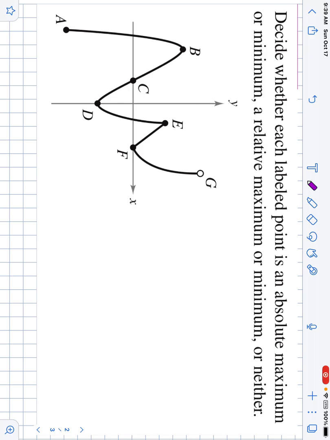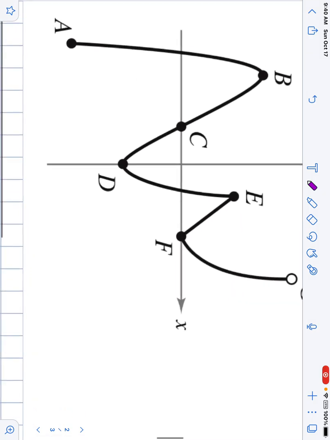All right, welcome back. Point A, I'll start there. Point A, it's not considered a turning point because the slope is not changing before and then after. So this is not a relative min or max. However, this is the absolute lowest point on the function. This is a relative minimum. Sorry, I just said absolute and I wrote relative. This is an absolute minimum.